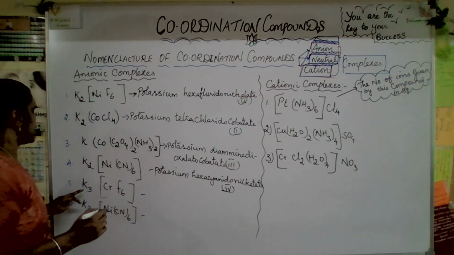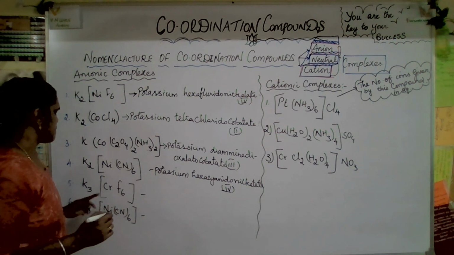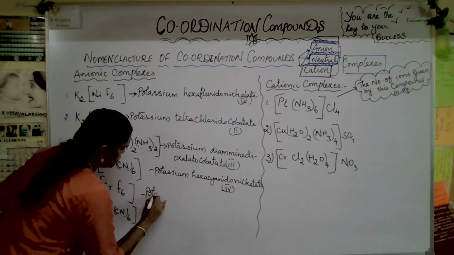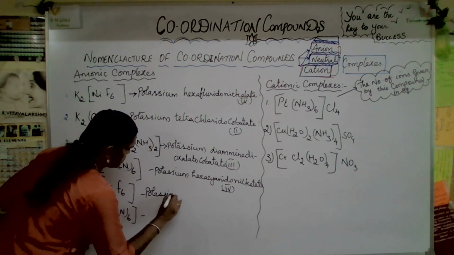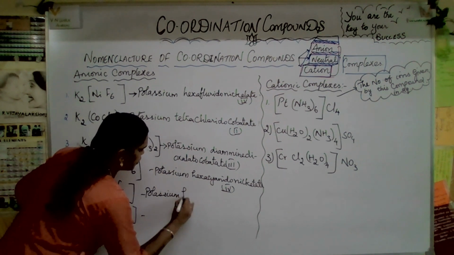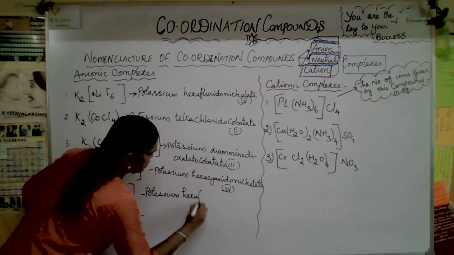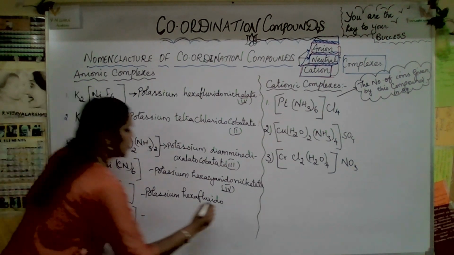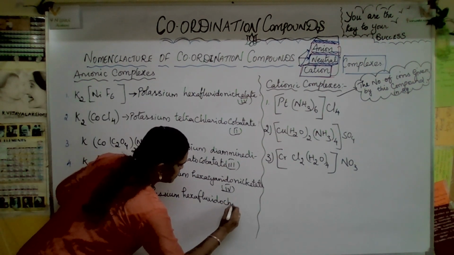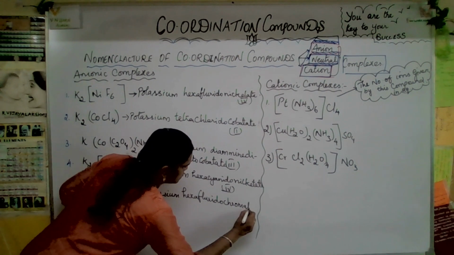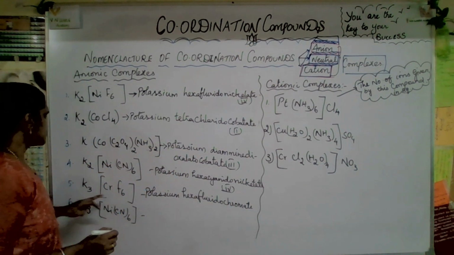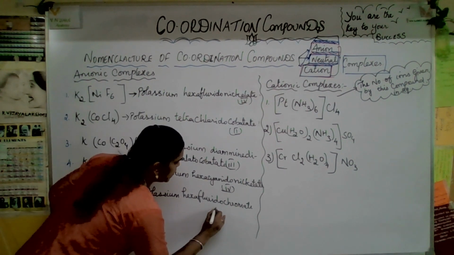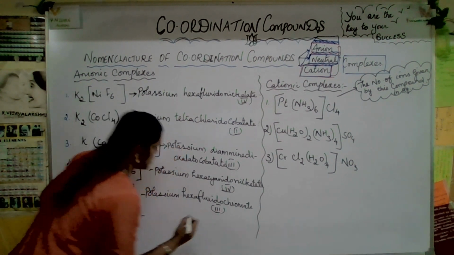Now next one, K3[CrF6]. That means here potassium hexafluorido chromate. Now here -6, here +3, so naturally it is +3 oxidation state.